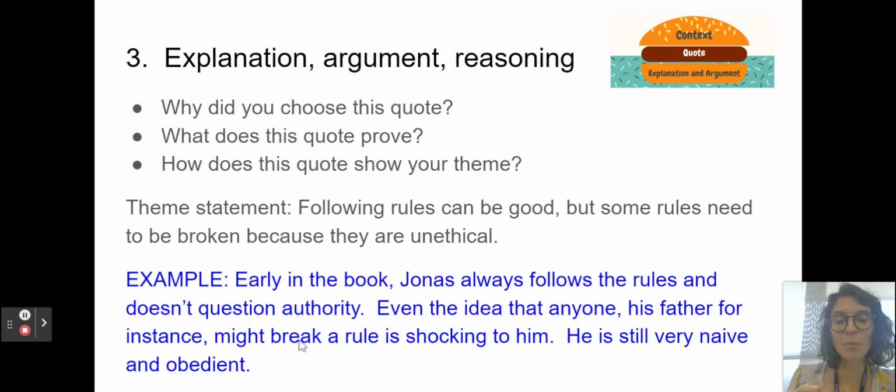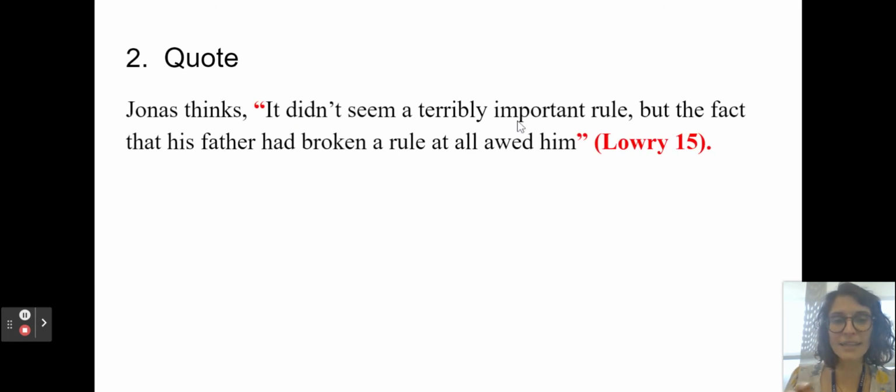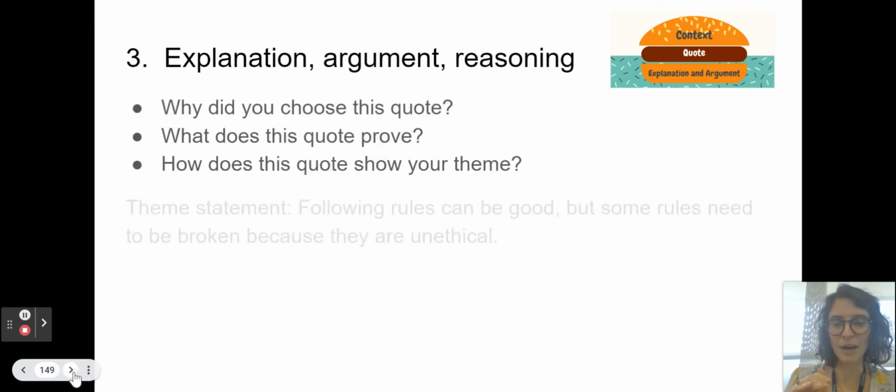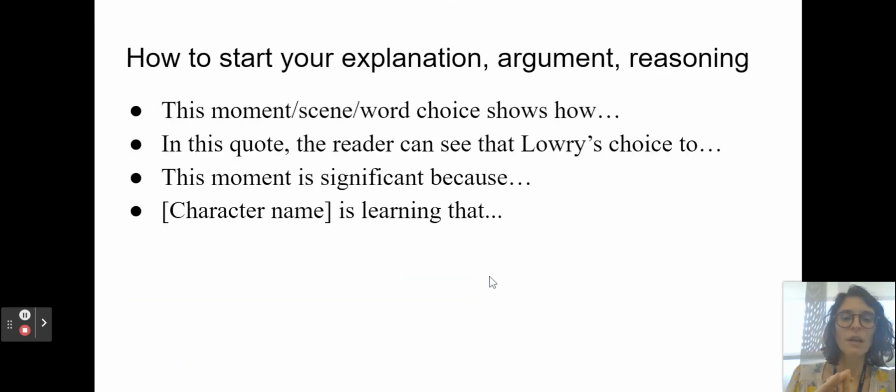But the point is, I'm explaining why did I include this quote? Jonas thinks it didn't seem a terribly important rule, but the fact that his father had broken a rule at all awed him. So this is my first quote where I'm showing that the character has not learned the lesson. And so that's what I'm explaining here. He's very naive. He's very obedient. He follows every rule.